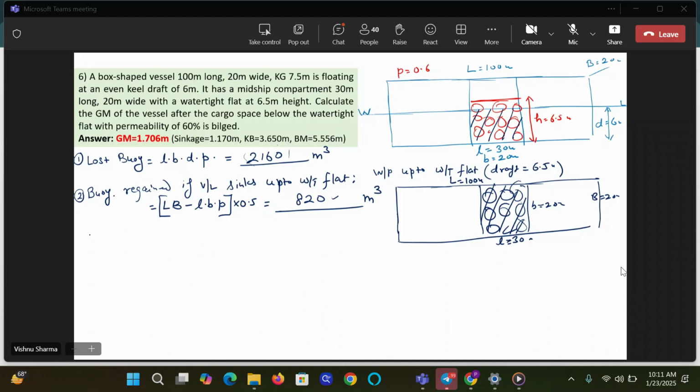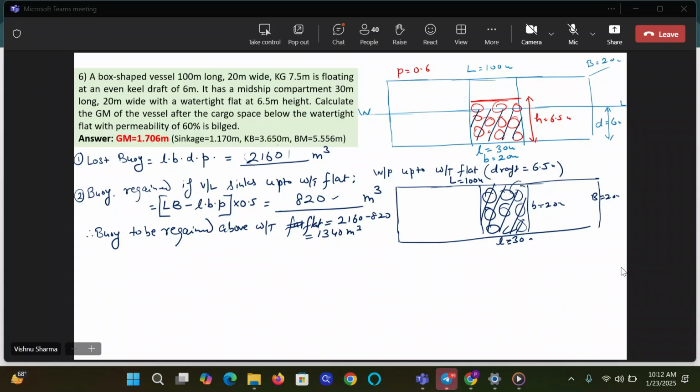So therefore, the buoyancy to be regained above the watertight flat, because now the water plane will change, will be equal to 2160 minus 820. How much does it come, guys? 1340 cubic meters. Am I right? Yes, sir. That means you are still to regain another 1340 cubic meters.